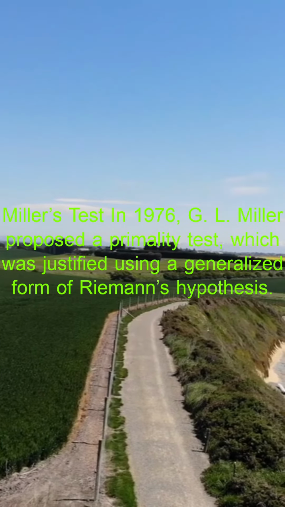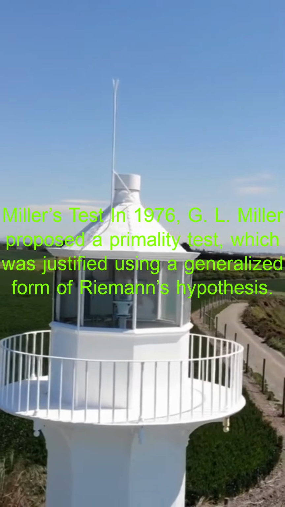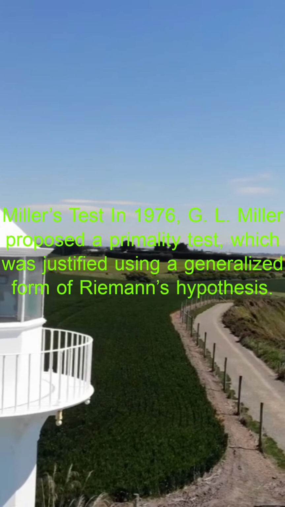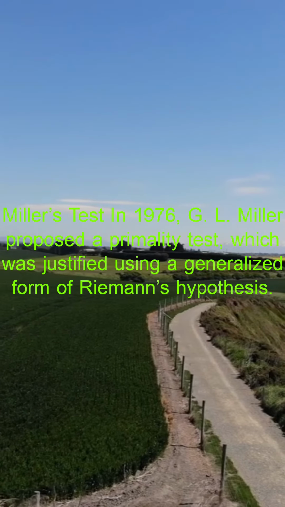Miller's test, 1976. G. L. Miller proposed a primality test, which was justified using a generalized form of Riemann's hypothesis.